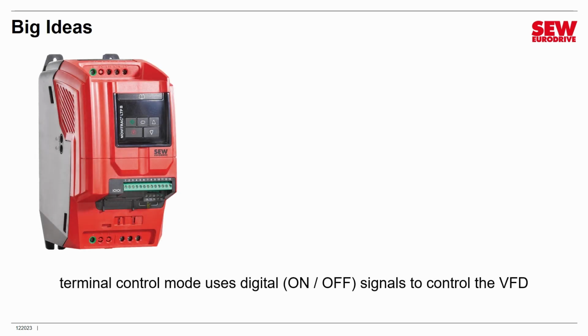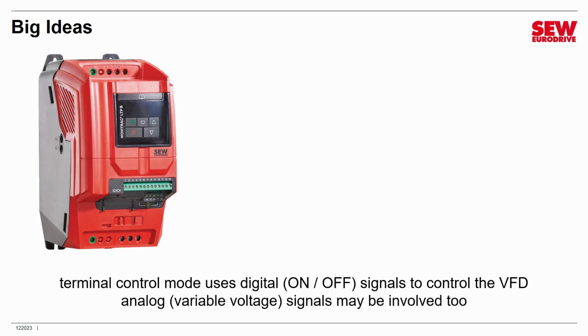First of all, a few big ideas. Terminal Control Mode, which some people call binary mode, uses digital, that is on and off signals to control the VFD. Now, on the MOVITRAC LTP-B, it is not strictly a binary control mode because analog signals, that is variable voltages, may also be involved in control. But it's mostly binary. Most of the operations are done with on-off switches.